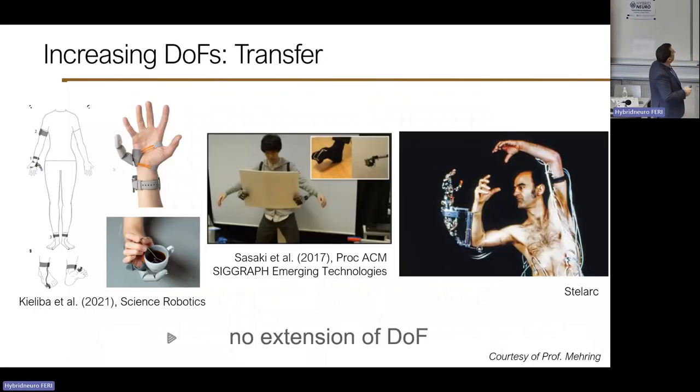These are examples of augmentation by transfer, when you use other degrees of freedom. For example, this is work of the group of Tamar Makin in Cambridge, which is very interesting for the brain representation they have studied extensively. They have a sixth finger, which is a robotic finger, as you see. The control is at the moment very simple. They use the big toe, where there is a pressure sensor, in order to move that finger. So that's a clear example of a transfer of degrees of freedom, right? You're not increasing the absolute number of functional degrees of freedom because you're using one to control another one.